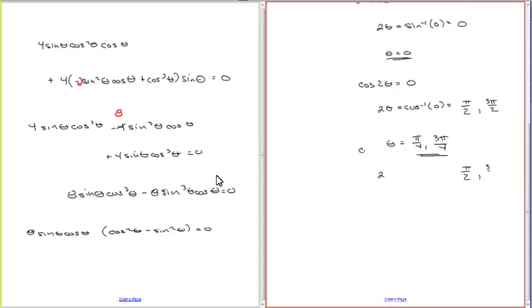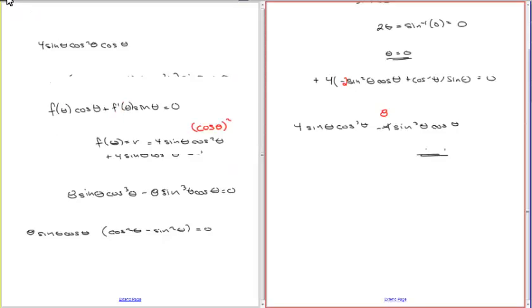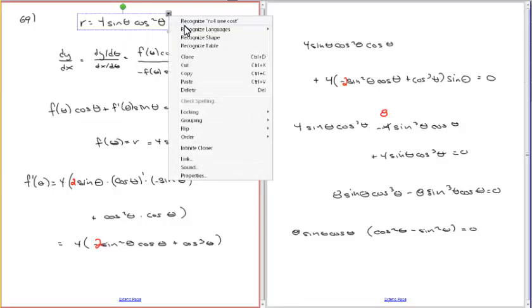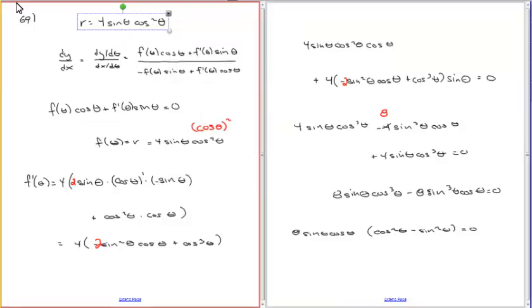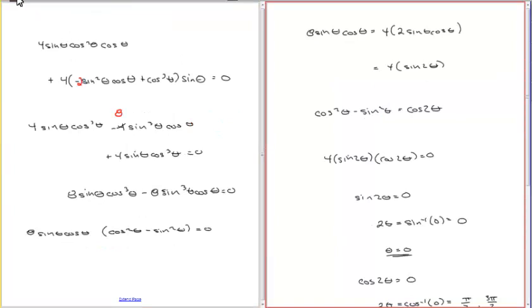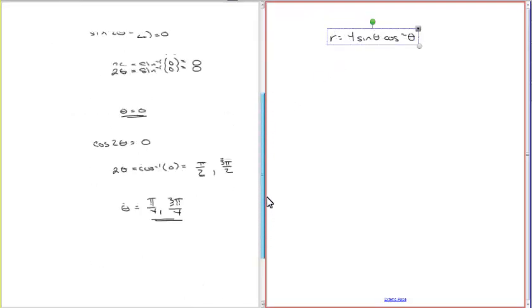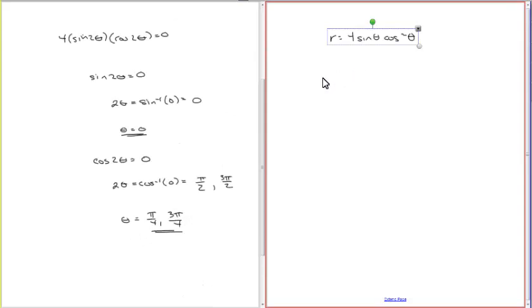And if you plug those back into the original equation, which was r here, let me just copy that. I'm going to paste that here. And we have the 3 values of theta. So if you put theta equals 0 in there, you'll get r is equal to 0, because sine of 0 is 0, cosine of 0 is 1, so you get 0 times 1, which is 0. So that's one solution.